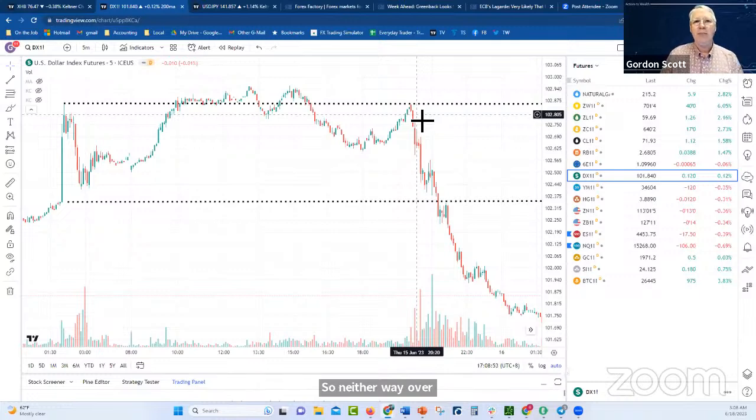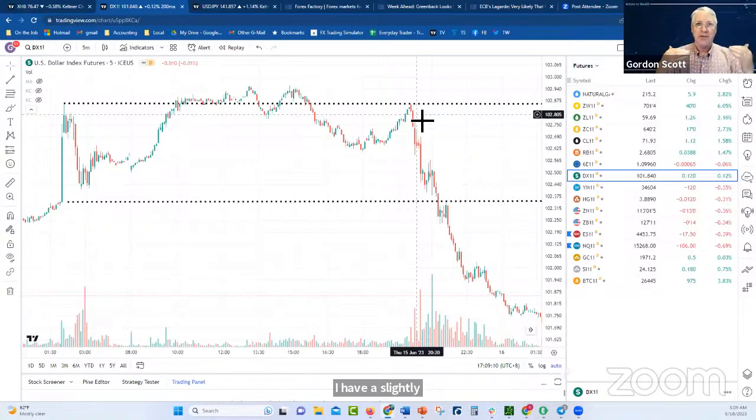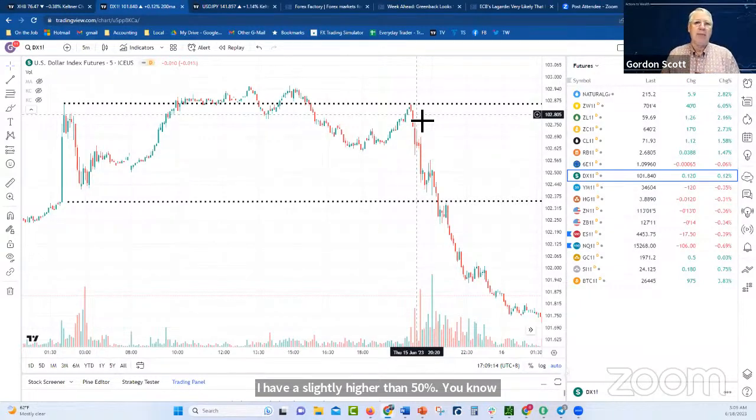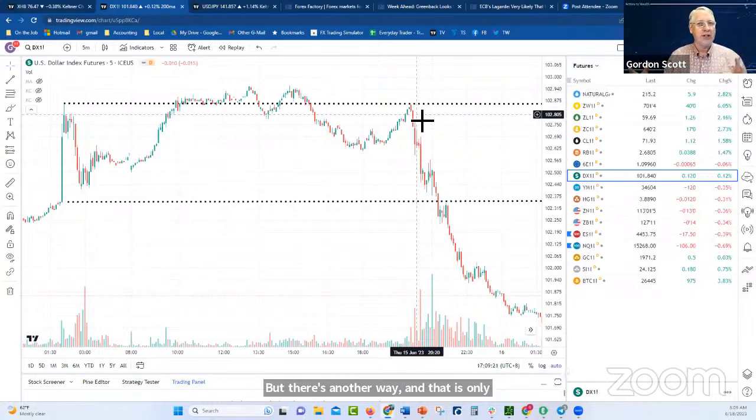The way that you make really good money is that you get a small edge in your prediction. You come up with some particular market anomaly that reoccurs and tells you, hey, I have a slightly higher than 50-50 chance of going a certain direction, and then you just bet that most of the time. But there's another way, and that is totally independent of whether or not you've got a good indication. That is just the win size.